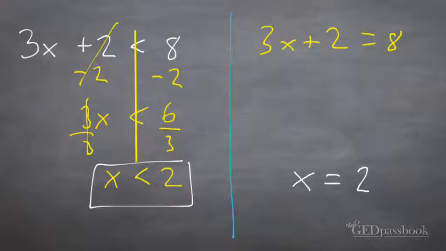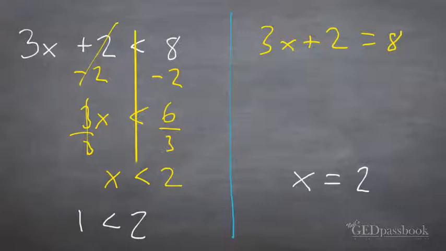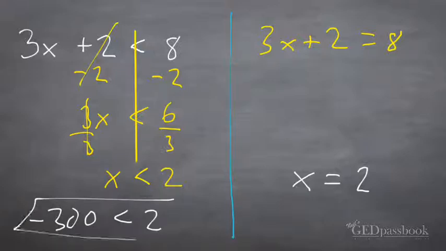Tell me, this 2 right here, what number is less than 2? 1. Okay, if we were to write 1 is less than 2, is that statement true? Is 1 less than 2? Yeah. What's another number less than 2? 1.5, 1.9, 0, -1, -2, negative infinity, right? Negative 300. Is this statement true?